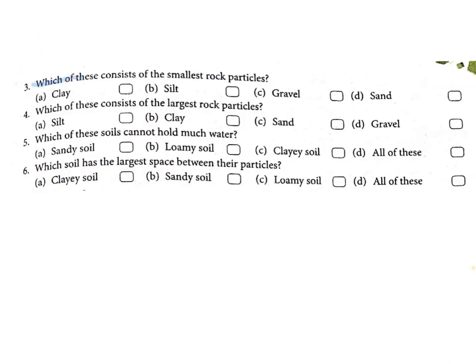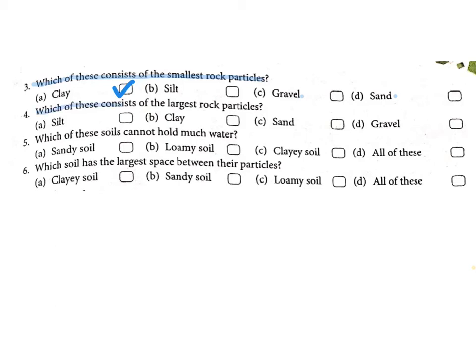Third question. Which of these consists of the smallest rock particles? A. Clay, B. Silt, C. Gravel, D. Sand. And the answer to this question is A. Clay. Very good, children.